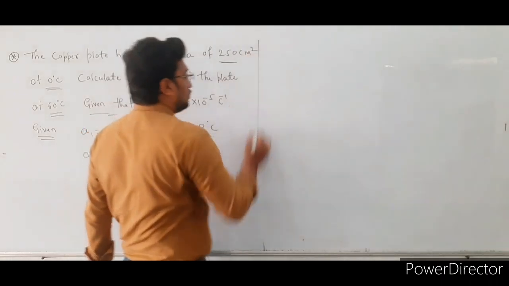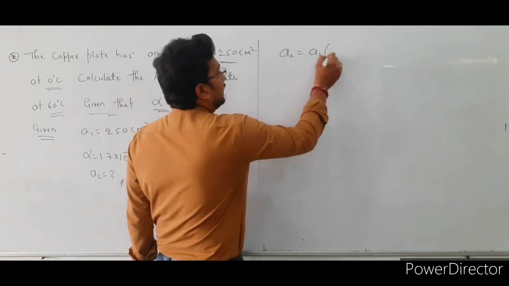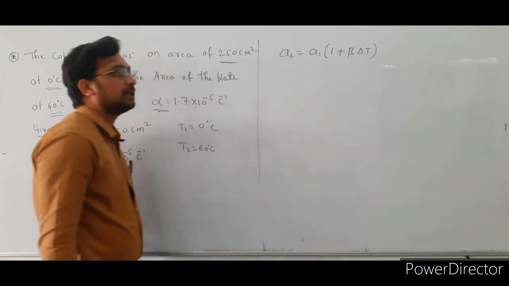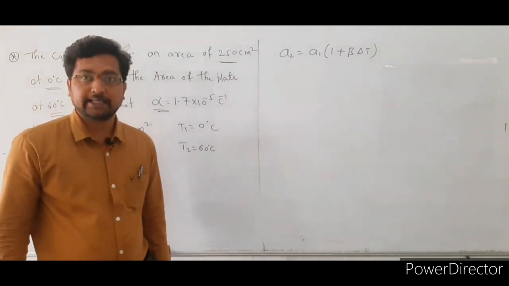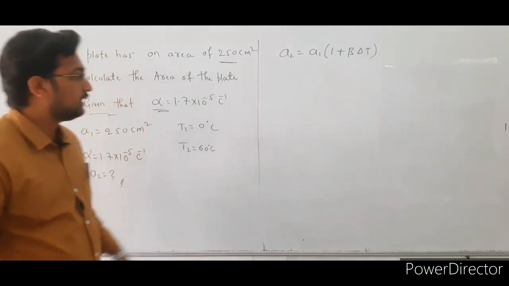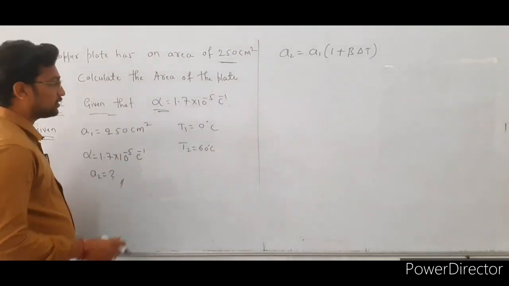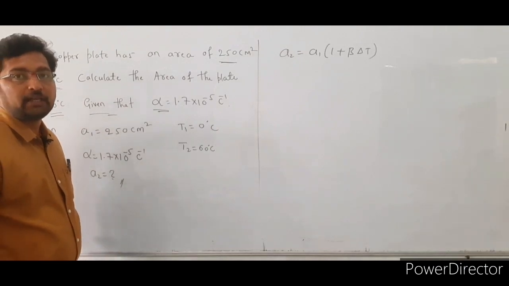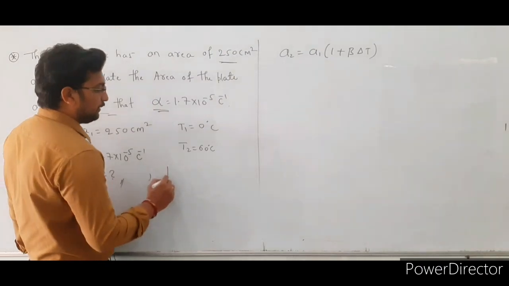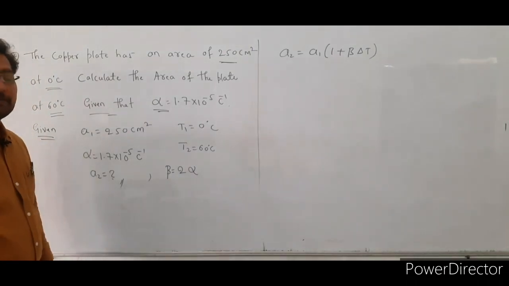So already we know the formula to calculate the area, that is A2 is equal to A1 bracket of 1 plus beta into del of T, right. So here beta indicates the coefficient of area expansion, alpha indicates the coefficient of linear expansion, but in this problem they have given the alpha value. So with the help of this alpha value we are going to find out the beta value. So already we know the relation between alpha and beta, that is beta is equal to 2 times alpha.